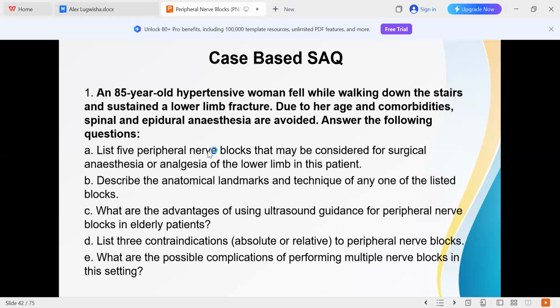An elderly hypertensive woman with lower limb fracture. Which peripheral nerve blocks can you consider for her case? Sciatic nerve block, sir. Sciatic nerve block, number 1. Number 2? Fascia iliaca. Fascia iliaca compartment block. I'll take number 3. Obturator nerve block.